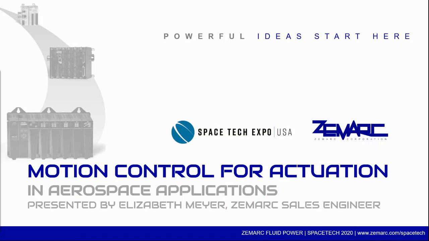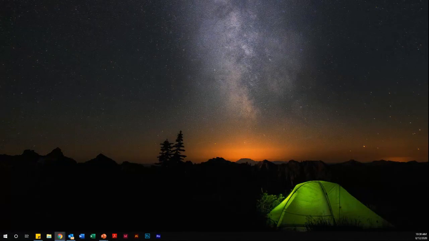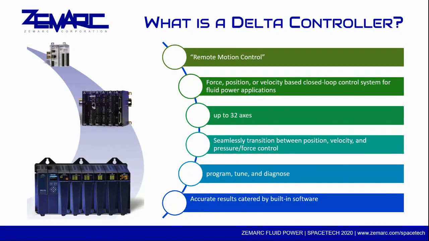Thanks, Lucy. Hi, as Lucy said, I'm Elizabeth, one of the sales engineers here at ZMark, and I'll be covering information on Delta motion controllers. Delta RMC motion control, or RMC for short, is a closed-loop control system for fluid power applications based on force, position, and velocity. Delta RMCs utilize RMC Tools, a built-in communication software to accurately program, tune, and diagnose fluid power systems in up to 32 axes. RMCs seamlessly transition between position, velocity, and force control. ZMark engineers can help you choose the right RMC for your system and help with its integration.